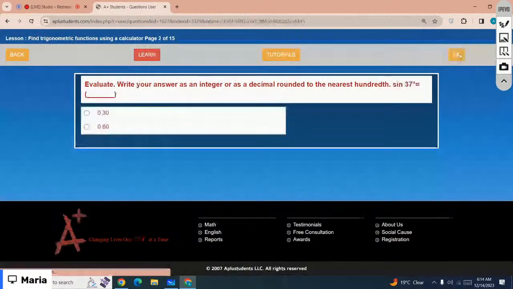Okay, the next one is evaluate sine 37. So which is the correct option? Sine 37 equals, yes, that is 0.60. The correct option is 0.60.